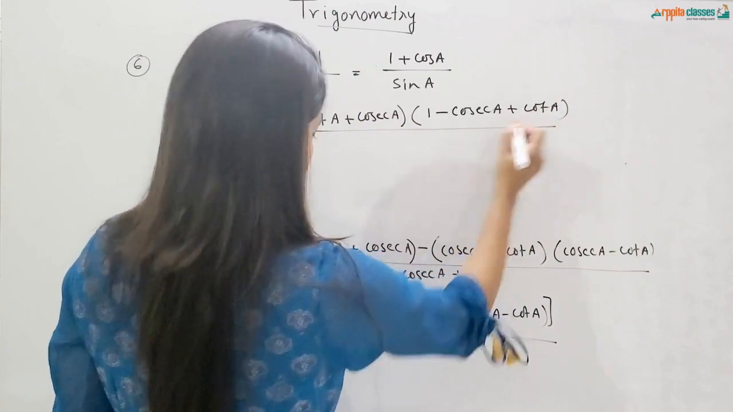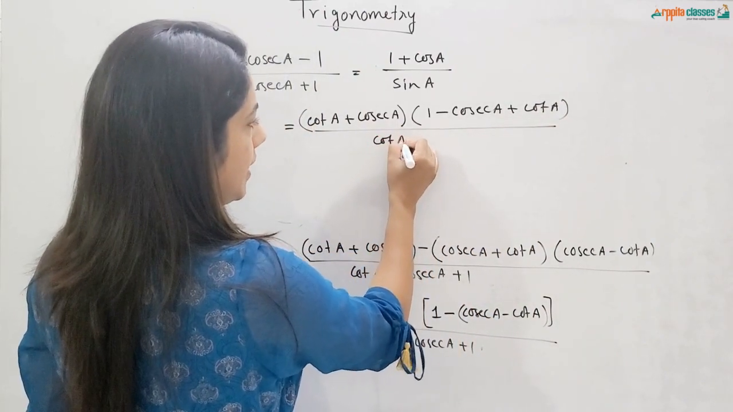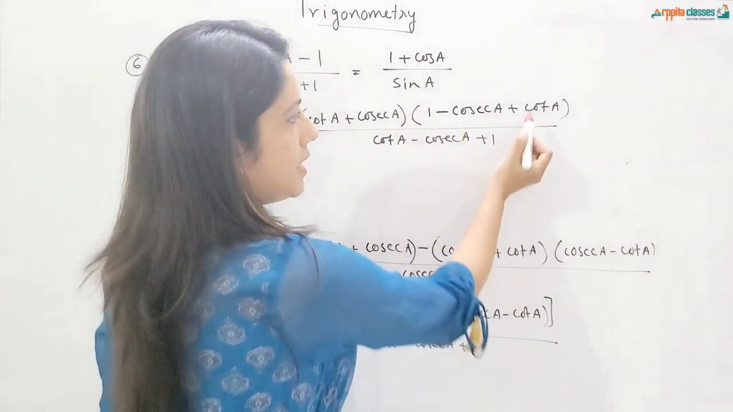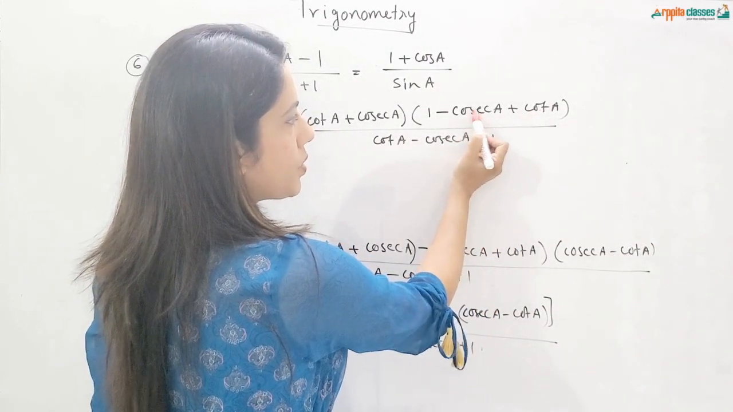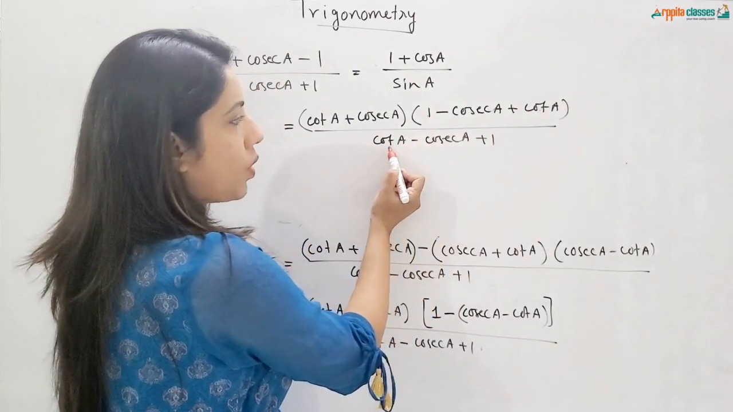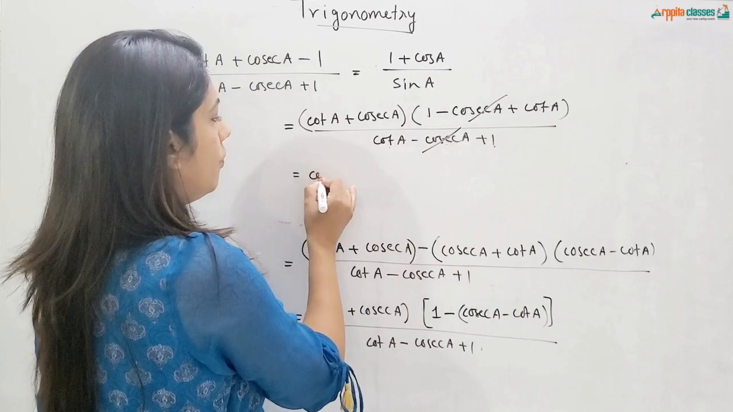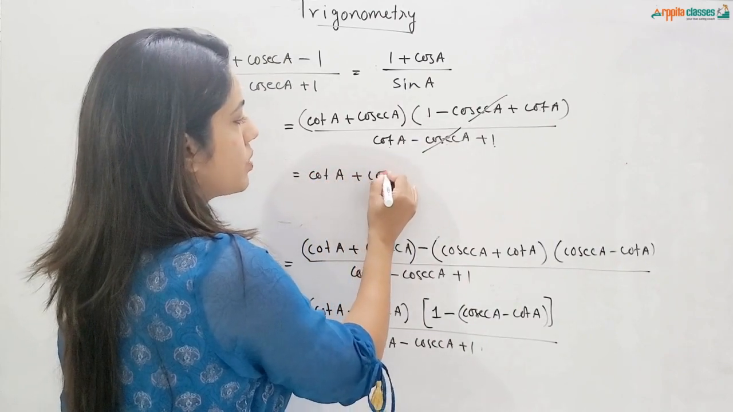And down we have cot A minus cosec A plus 1. Now just see, this is cot A minus cosec A plus 1. Even this is cot A minus cosec A plus 1. So this and this will get cancelled. We get cot A plus cosec A.